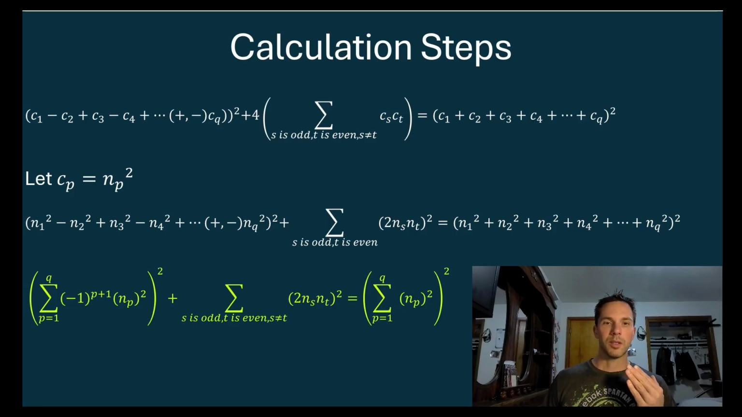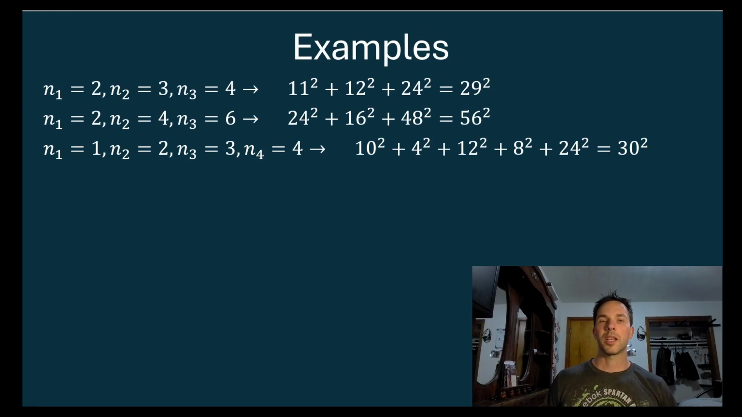You have the summation where s is odd, t is even, and it's 2 times n_s and n_t, squared, which is going to equal n_p squared, the summation of n_p squared, where p is 1 and q is whatever you want, all being squared. So now let's look at some examples of this formula. With this formula, we can find some interesting combinations.